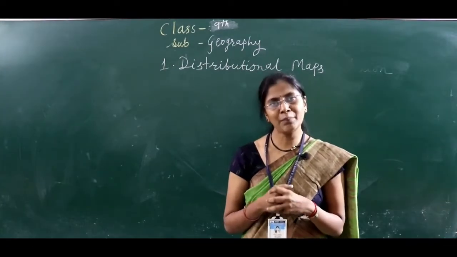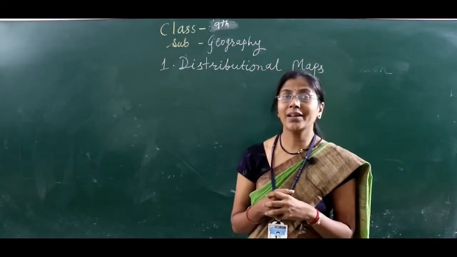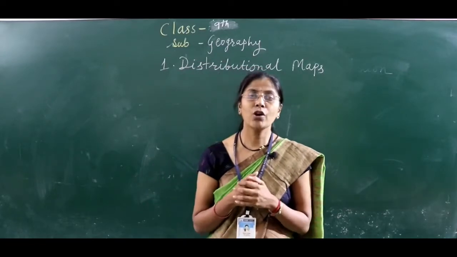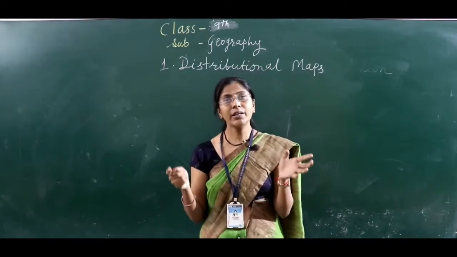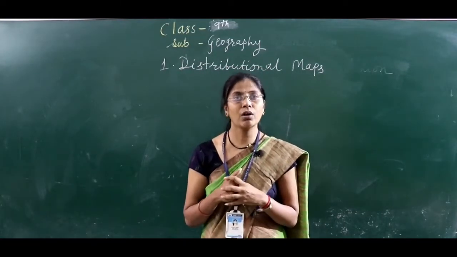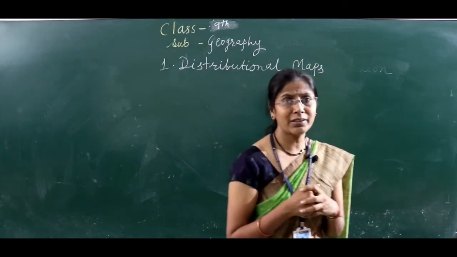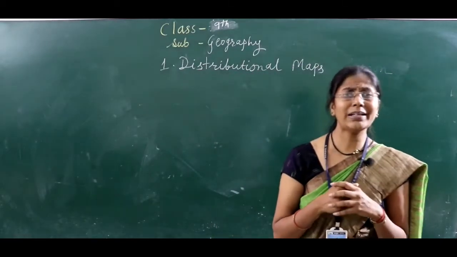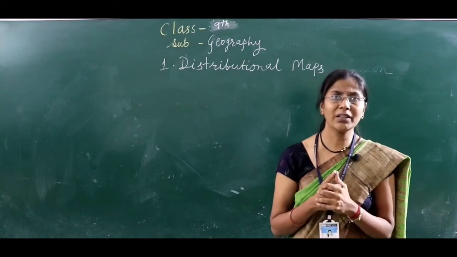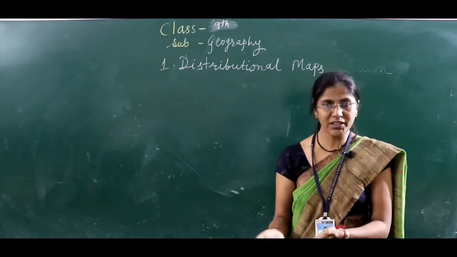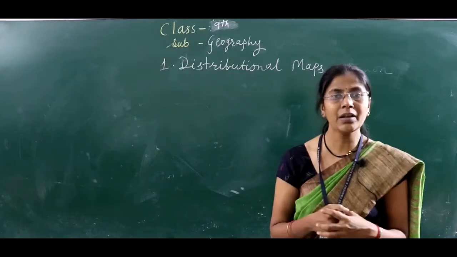What is meant by the thematic map? Thematic maps are prepared with a special theme. What is meant by a special theme? For example, we draw the map of the railway, we draw the map of the river, we draw maps related to the dot method, choropleth method and the isopleth method. That is using a special theme, and that is called the thematic map.